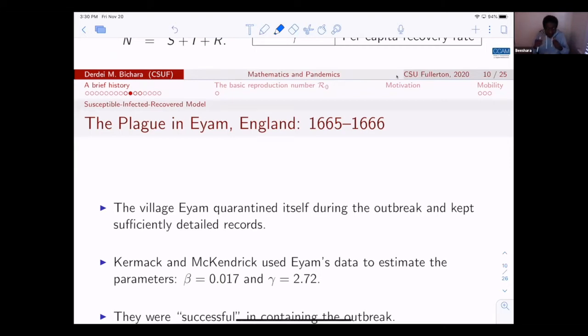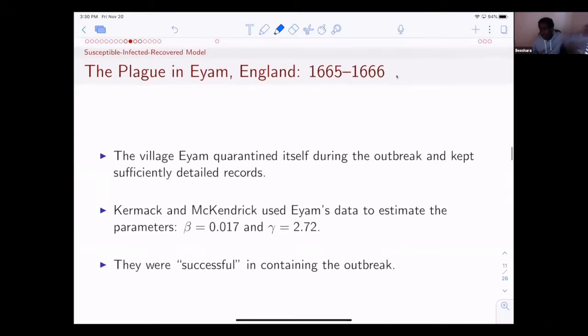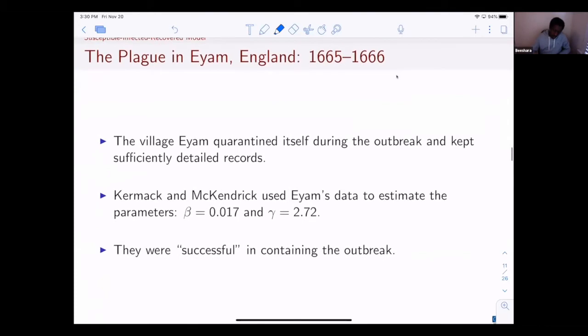And they kept detailed records, like how many people have died, how many people have recovered, and so on. Typically it's very difficult to get this type of data in an accurate scenario. So Kermack and McKendrick used this data to estimate beta to be equal to 0.017, and gamma is this. In this particular case, actually most of them died, but at least they didn't transmit the infection to the rest of the community.